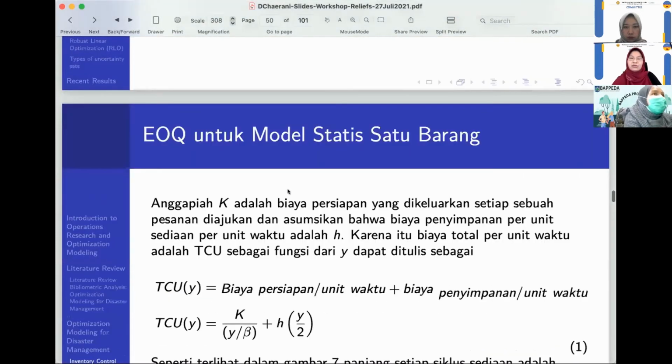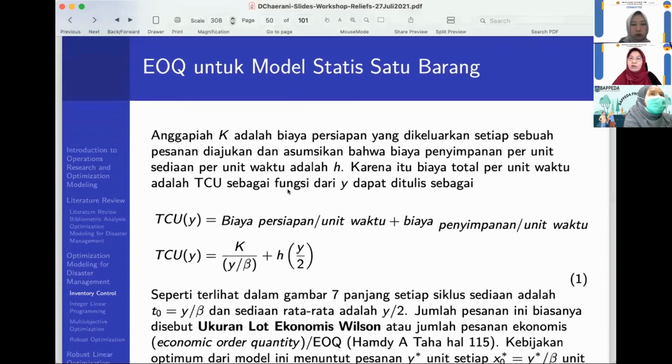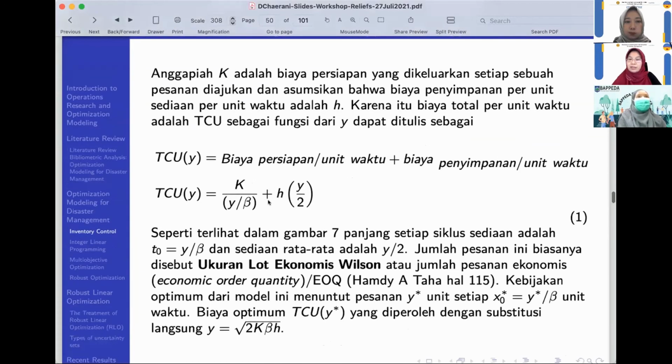Nah, ini untuk perhitungan EOQ, Economic Order Quantity untuk model satu barang, ini ditentukan dengan rumusan seperti ini. Bisa dicek di beberapa buku textbook. Silakan nanti barangkali bisa kita lihat di sini bagaimana cara menentukannya. Di sini biaya-biaya yang harus kita miliki adalah biaya persiapan per unit waktu ditambah biaya penyimpanan per unit waktu. Dirumuskan dengan notasi-notasi matematika seperti tadi.